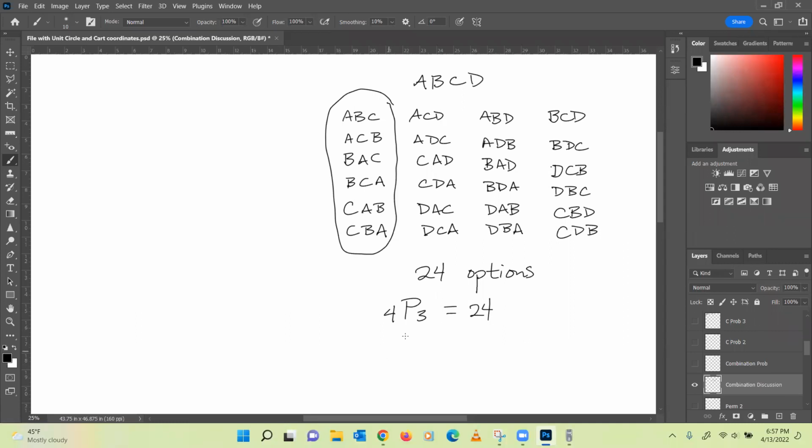4. Well, remember, the permutation of 4 things taken 3 at a time is 4 factorial over 4 minus 3 factorial. Well, somehow we need to divide that by 6. And as it turns out, 3 factorial, which is 3 times 2 times 1, is 6. So notice what we've done here. We've taken n factorial, divided by n minus r factorial, and then r factorial. And it turns out that is a combination.